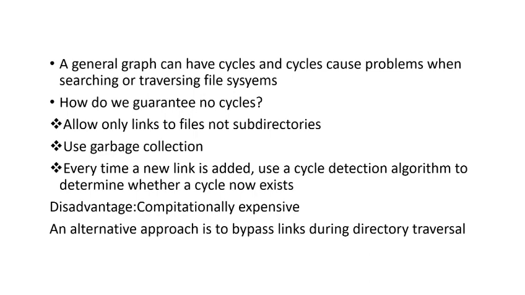Use garbage collection, and every time a new link is added, use a cycle detection algorithm to determine whether a cycle now exists. Disadvantages of general graph. It is computationally expensive, and an alternative approach is to bypass links during the directory traversal.